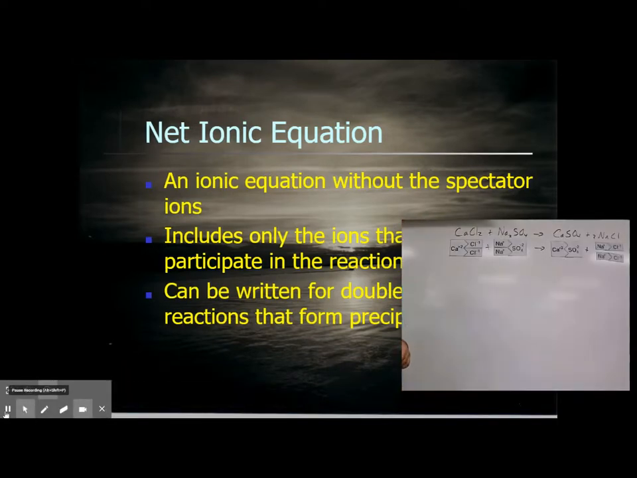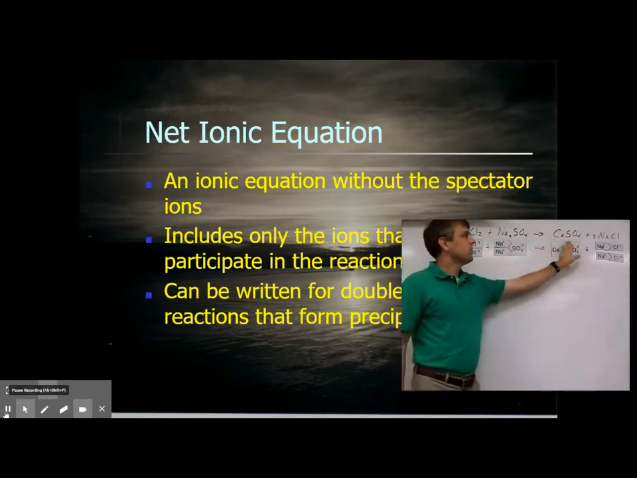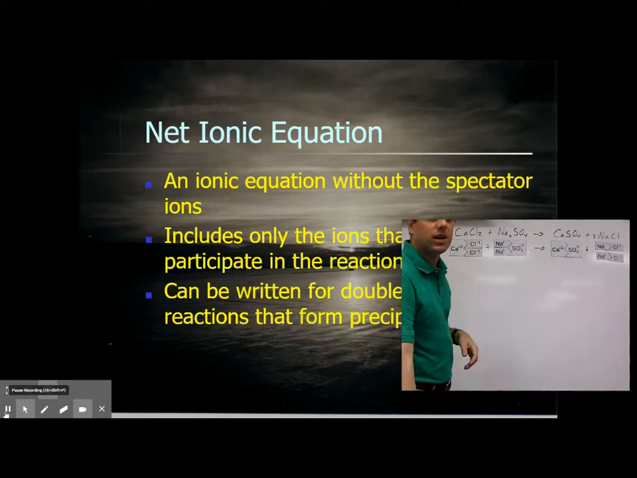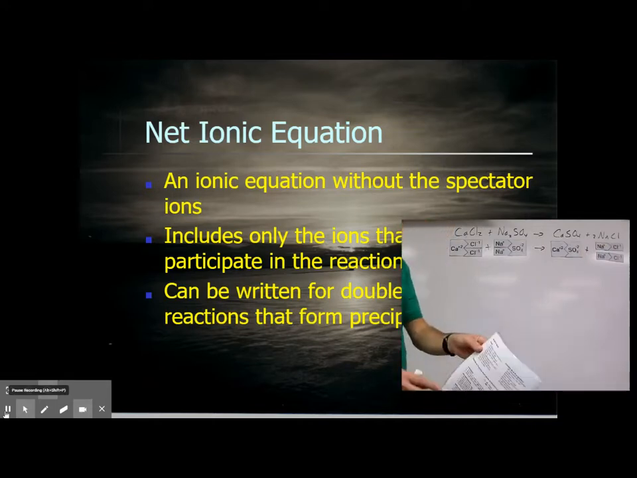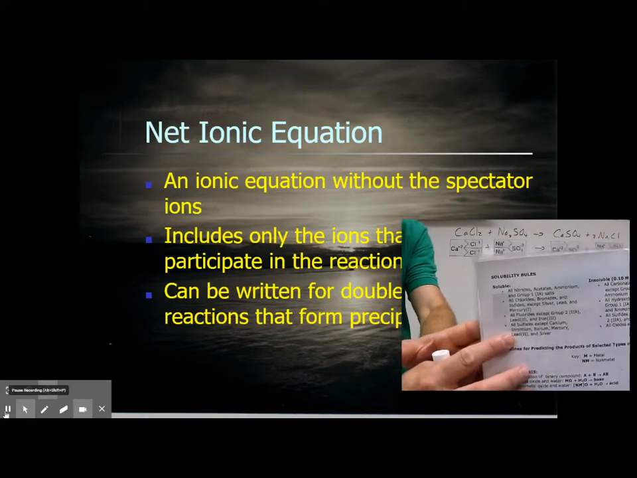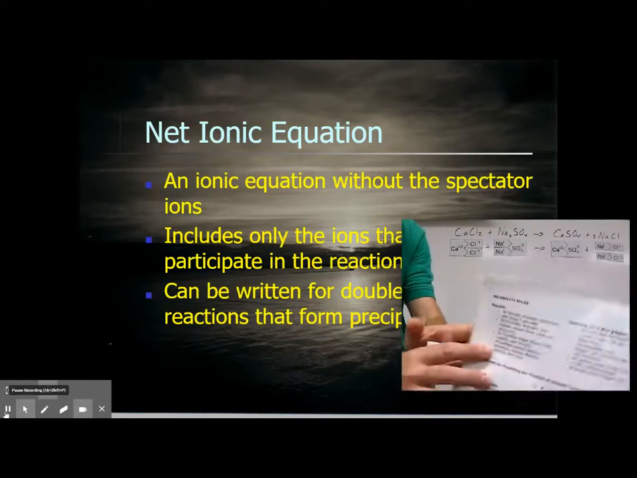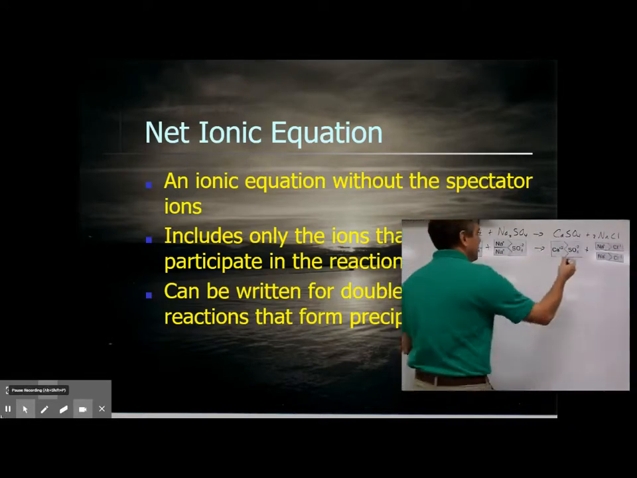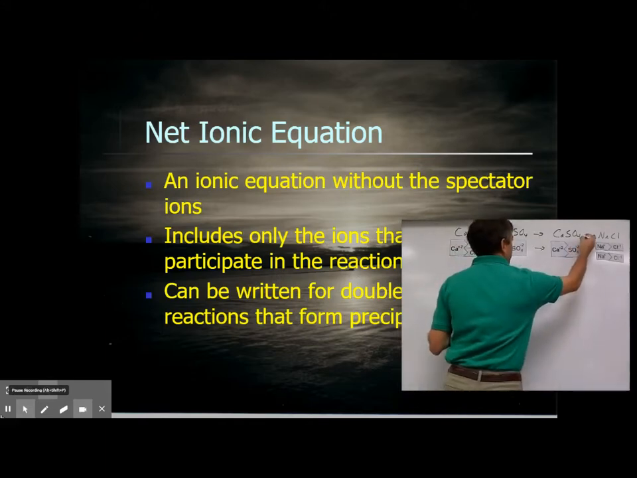All right. If we take a look at this reaction, we have calcium chloride plus sodium sulfate makes calcium sulfate plus sodium chloride. If we check our solubility rules, we'll see that all sulfates are soluble except calcium, strontium, barium, mercury, lead 2, and silver. So calcium sulfate is our precipitate.